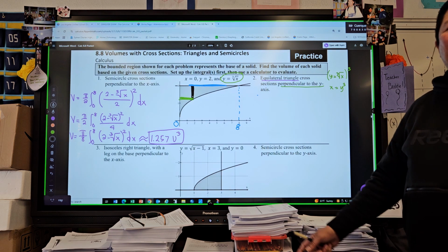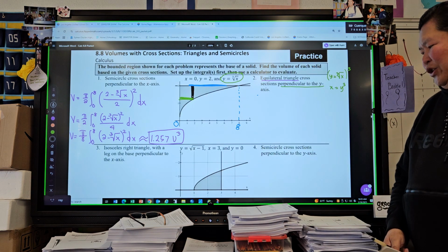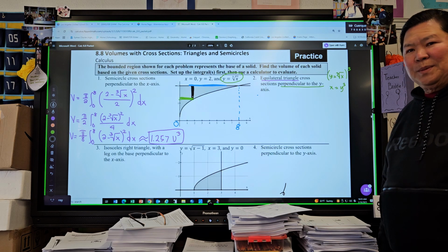Who wants to stand and deliver? It's hard to set up the integral first. 7.91, 7, or 8.